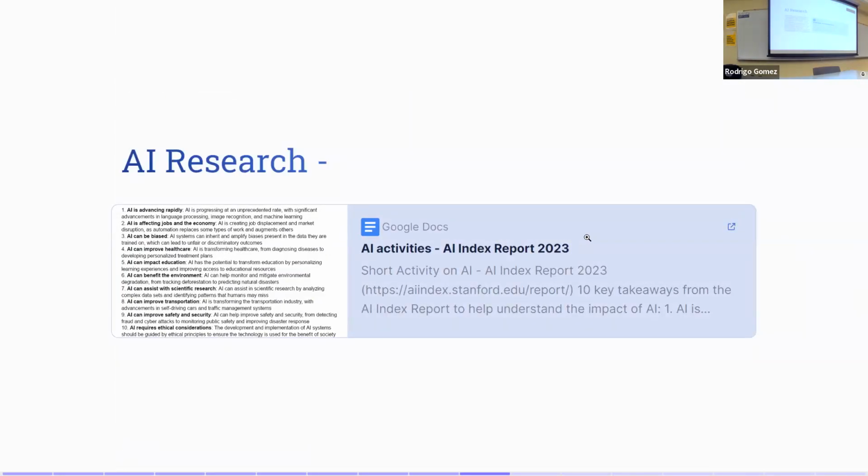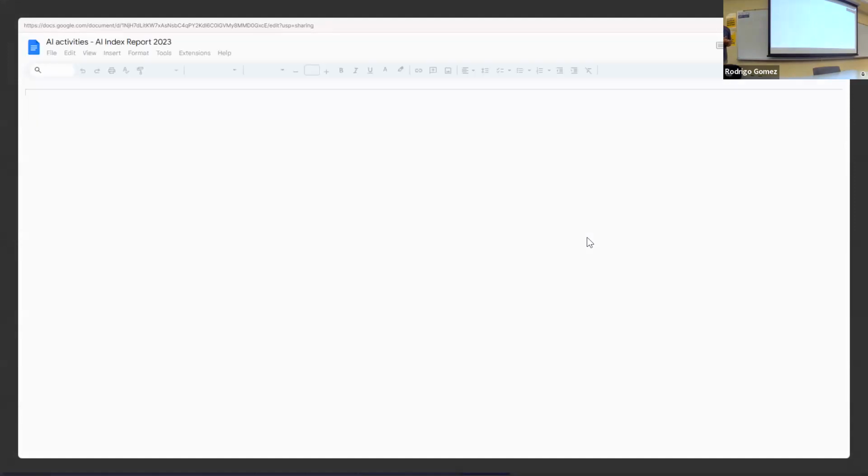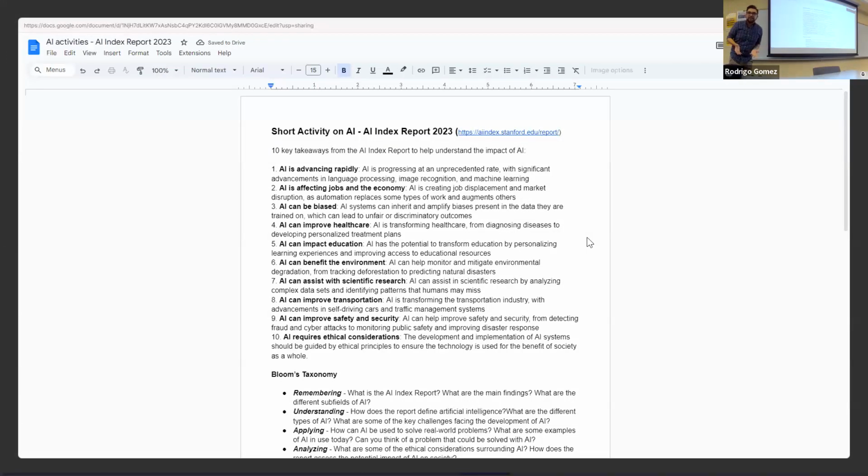So one of the first activities that I did in my class wasn't so much prompt related, but it was a research activity using AI. So literally this report came out, the AI Index report for 2023. It's a very lengthy report. So I gave it to my students. I said, here you go, here's the link. Actually, I gave them this exact document. I said, go to that link, learn what you can. Extract what you can. And then I gave them a lot of the answers that were in the document.